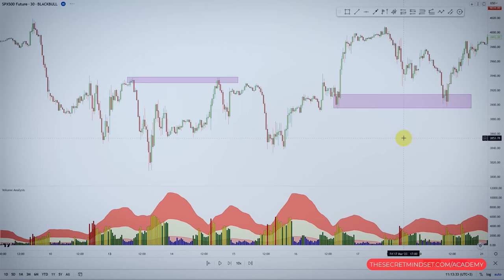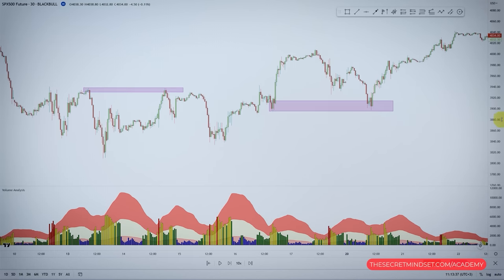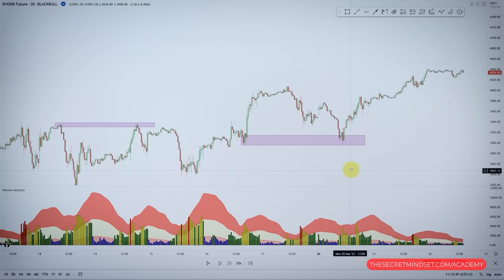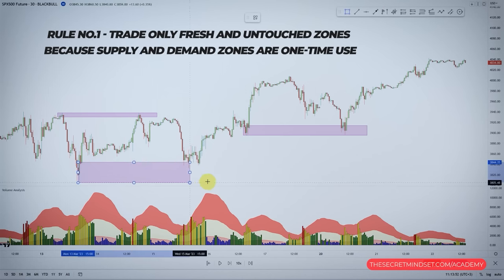But to effectively trade these zones, it's important to understand the two key rules to identify the right zones on the chart. The first rule is to trade only fresh and untouched zones, because supply and demand zones are one-time use. Once price hits a zone and reverses, the zone loses its power, and the probability of it causing another reversal in the future is lower.